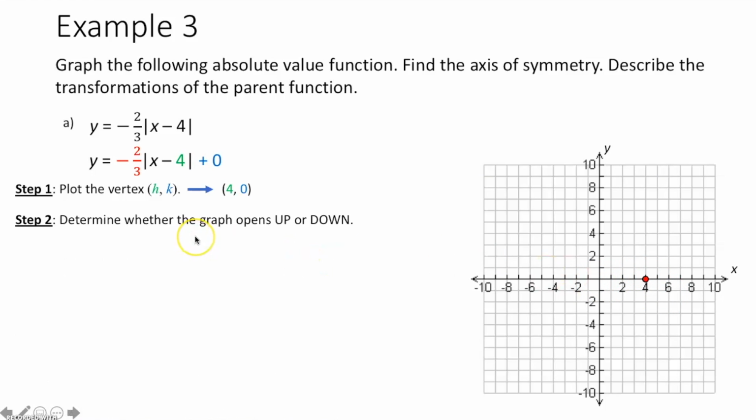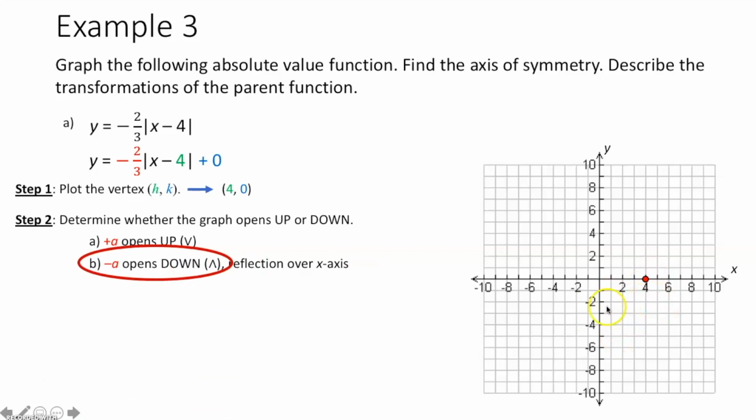Next, determine whether the graph opens up or down. Look at our a value. Is it positive or negative? Our a value is negative. Because our a value is negative, we're going to have a downward facing v. So our graph is going to open downward.